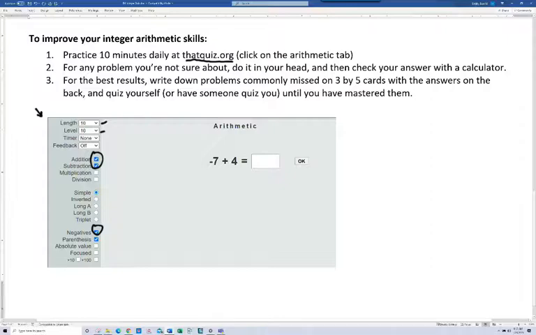Probably the easiest way to get better at working with integers is when you do a problem, first try it, and then check your answer on a calculator. Eventually, you're going to start getting better with those. And finally, if you really want to work on problem areas, like if you see certain commonly missed problems, put them on 3x5 cards with the answers on the back, and then have someone quiz you, or you can quiz yourself. And so these are some ways you can improve your integer skills if you would like to.